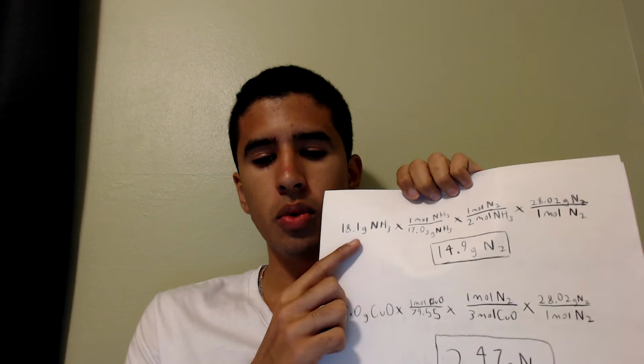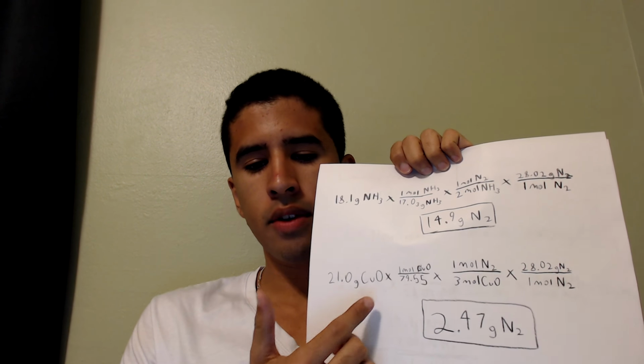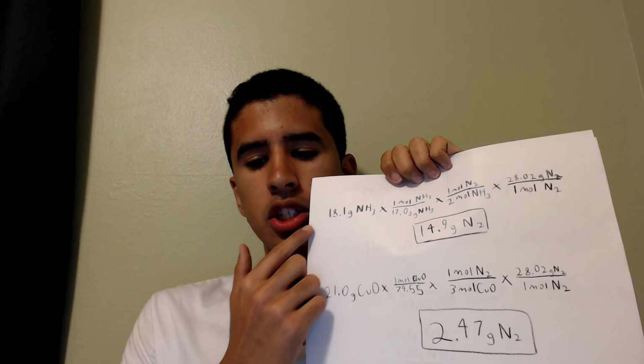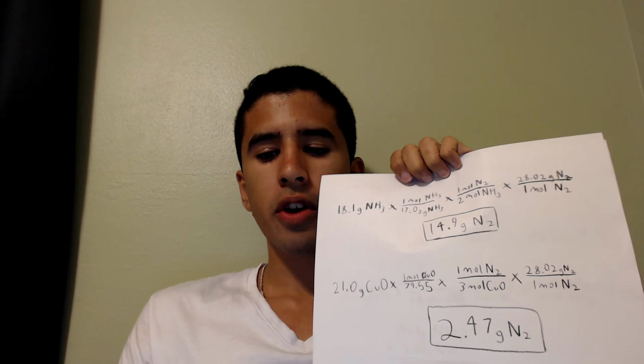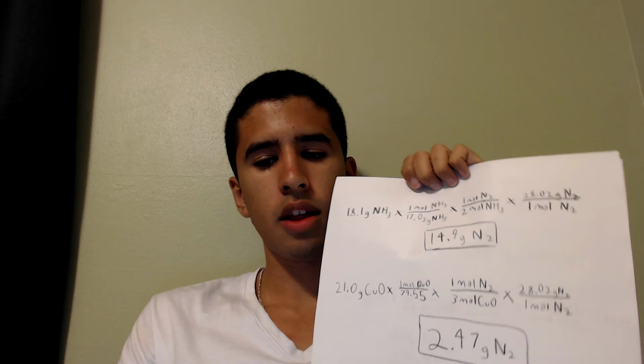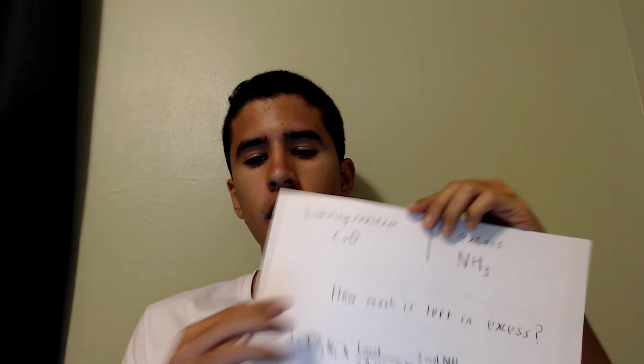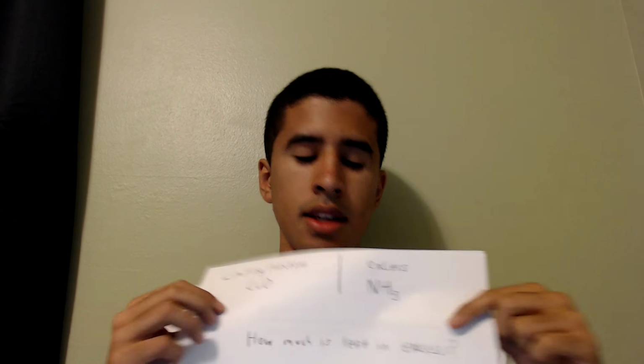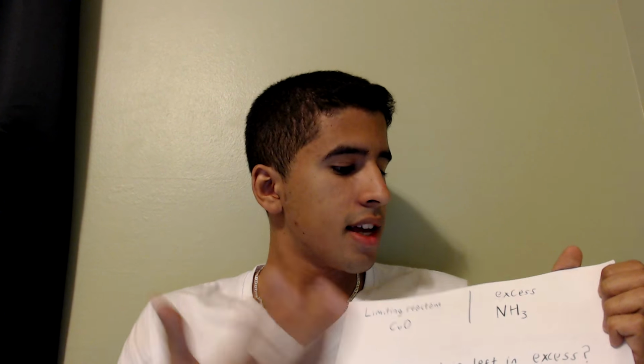So you got two answers, but you don't know which one is the right answer. Well, the right answer is the one with the least, because you would eventually run out of one of these two by the time the equation ends. You have a lot of CuO and a lot of NH3, but one of those is going to run out first, and it would be CuO, because it gave 2.47, which is a smaller number than 14.9. So CuO would be the limiting reactant, because it limits the reaction. It's pretty self-explanatory. And that means NH3 would be the excess, because there's an excess amount of it.